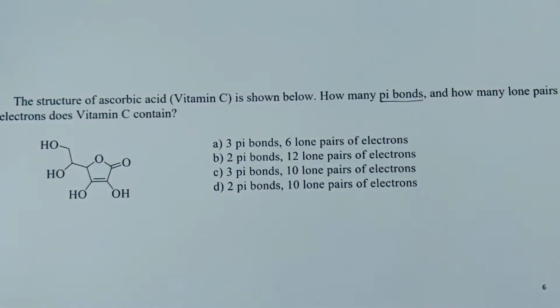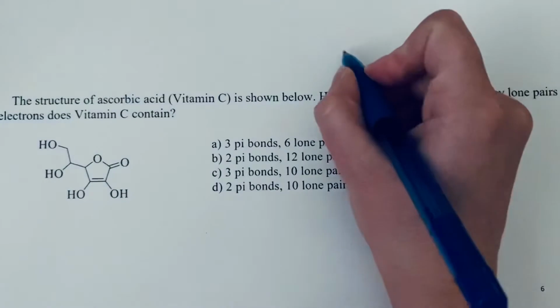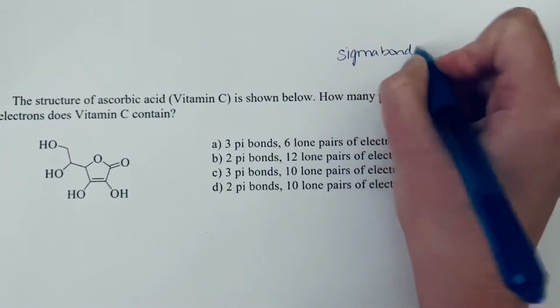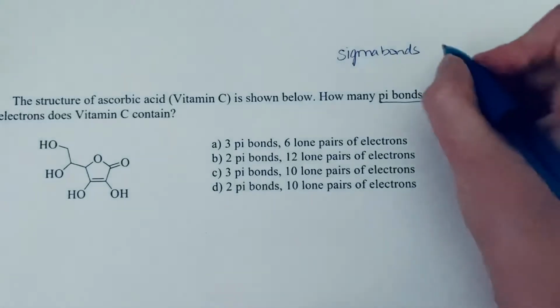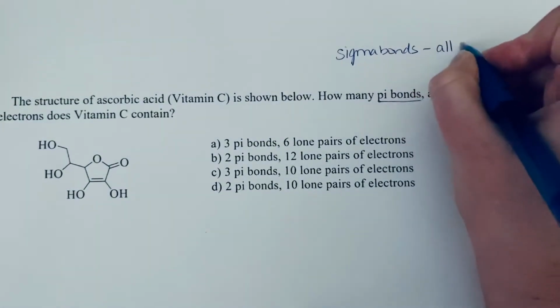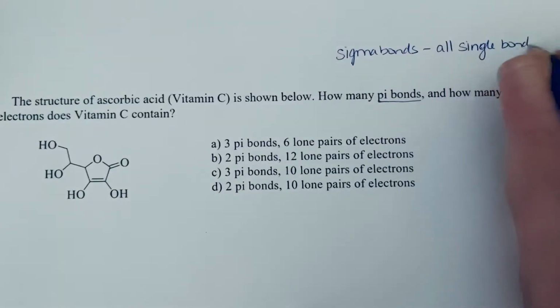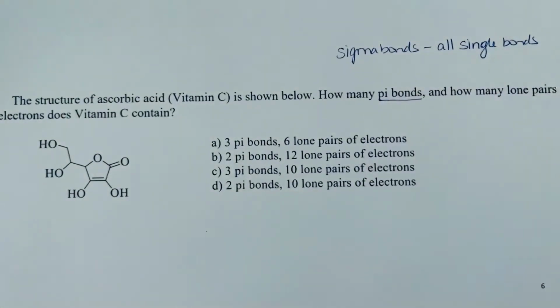So we have two types of covalent bonds that we will see in our organic molecules. We will see sigma bonds and we will see pi bonds. So our sigma bonds are that first point of connection between two atoms in an organic structure. So all single bonds are sigma bonds.